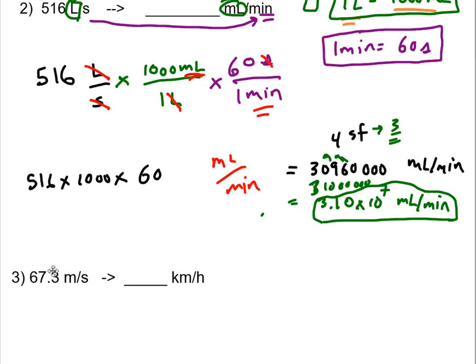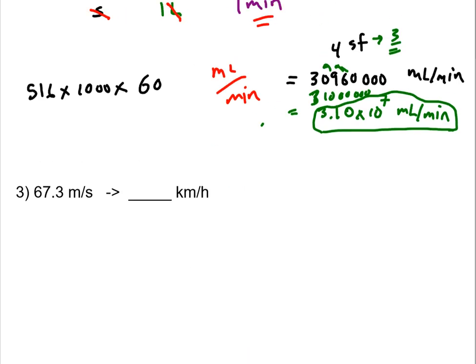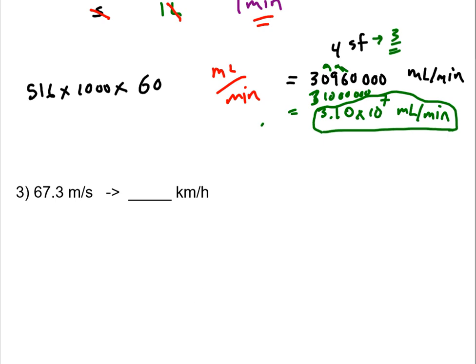And now it's going the other way. So it's meter per second to kilometer per hour. I think I have one more on here too, but yeah, maybe we'll do them both. We should have time. So again, we start with our original 67.3 meters per second.